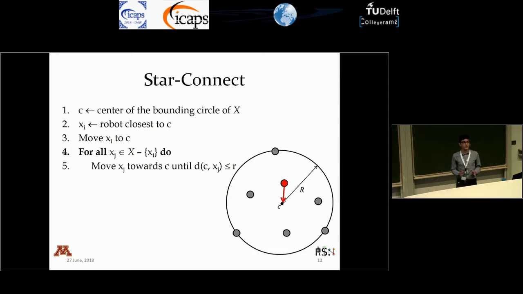It's a very simple algorithm. It first computes the smallest enclosing circle of the initial positions of the robots. And suppose C is the center of this circle and capital R is the radius of it. So the algorithm first finds the robot that is closest to C, here shown in red, and moves this robot to C.